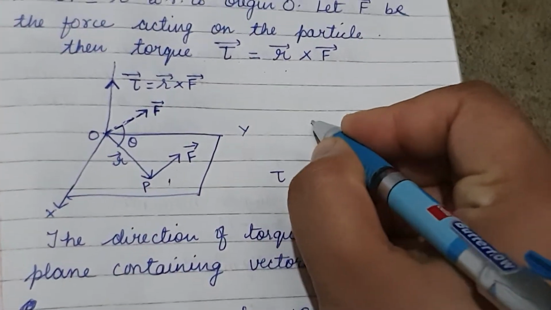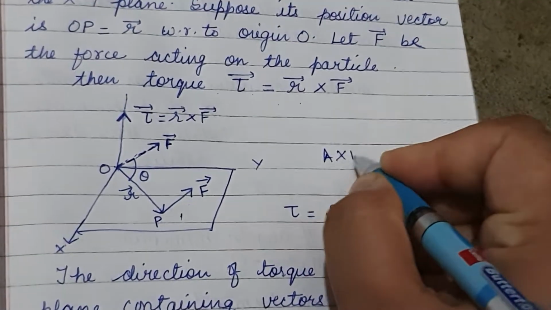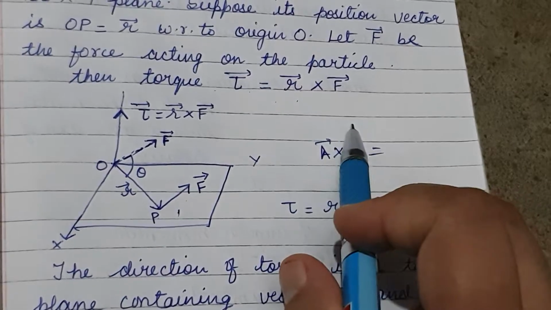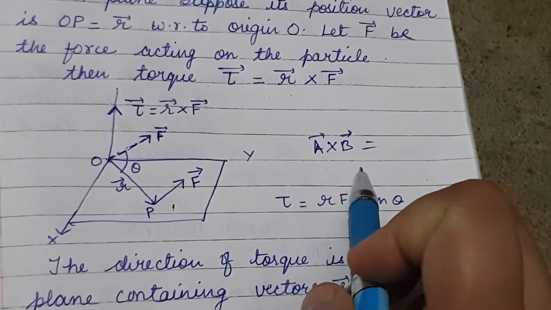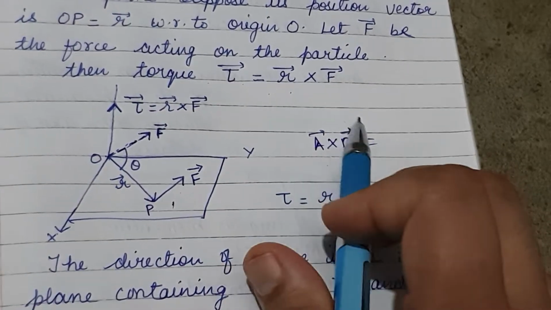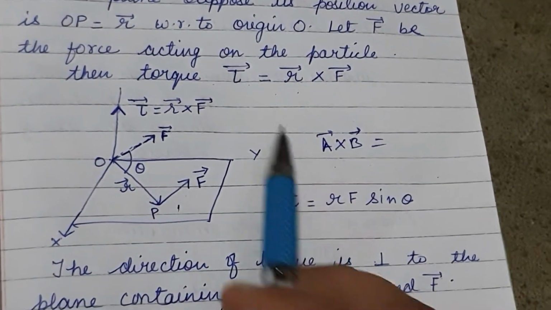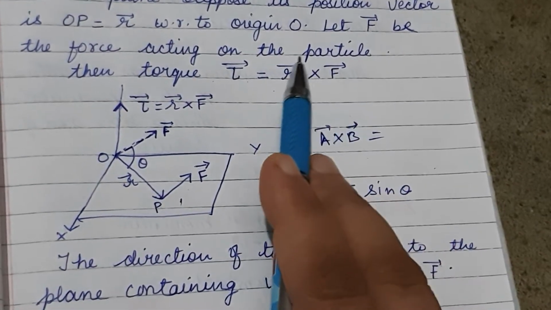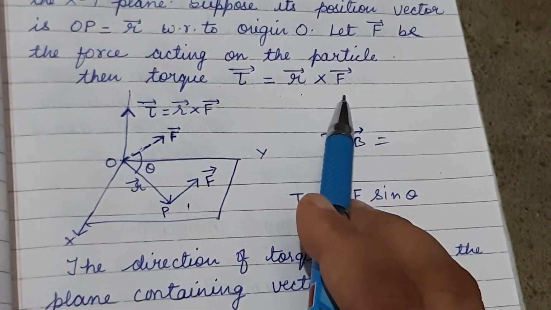because we know that if we take the cross product of two vectors, a cross b, then the direction of their cross product will be perpendicular to both a and b, or you can say it is perpendicular to the plane containing vector a and vector b. Similarly, the direction of torque is perpendicular to the plane containing vectors r and F.